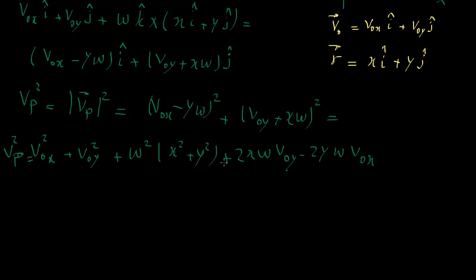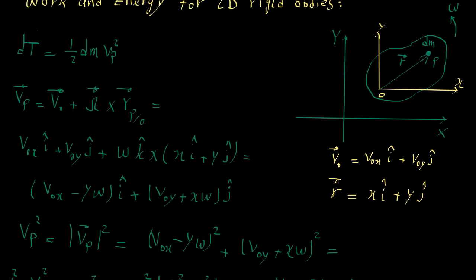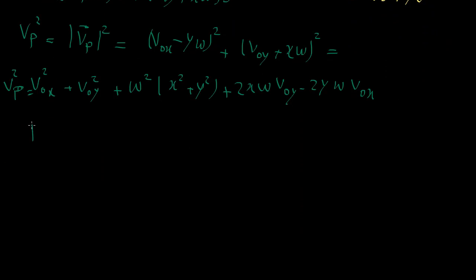So this is basically Vp squared. And now I substitute this quantity for Vp squared into the equation for kinetic energy that we had. The next step is we have to do integration over the whole rigid body to calculate the kinetic energy of the rigid body. So here we have dT equal to 1 over 2 dm Vp squared. Right now I just write down Vp squared, but we want to substitute this quantity into this equation and then do the integration.